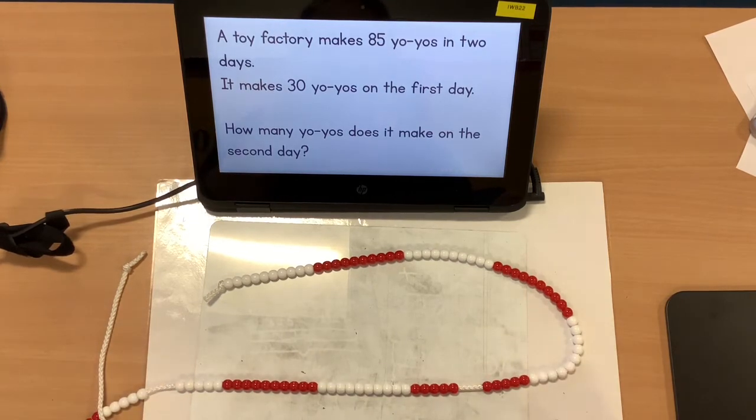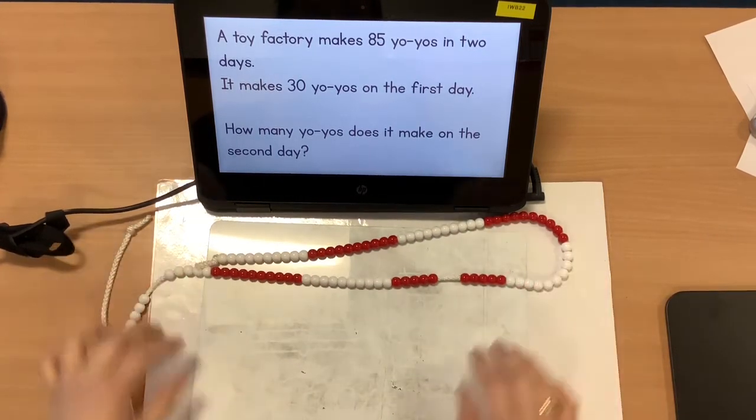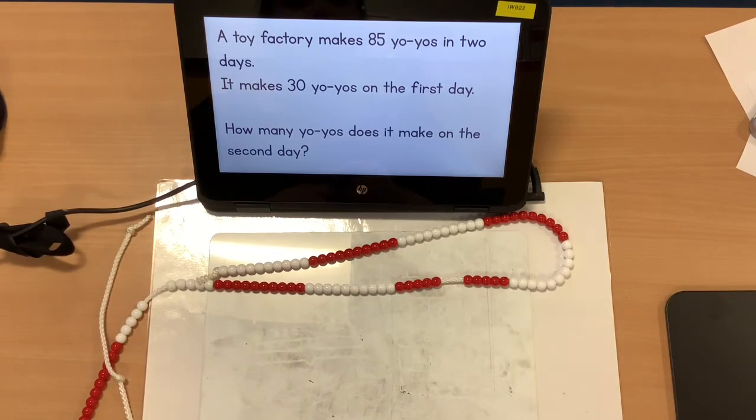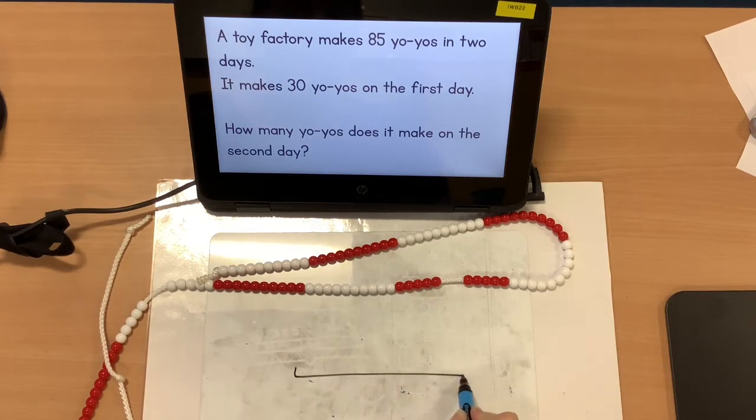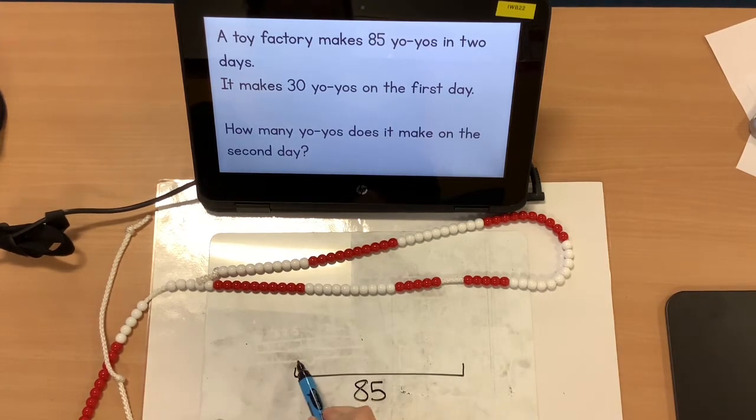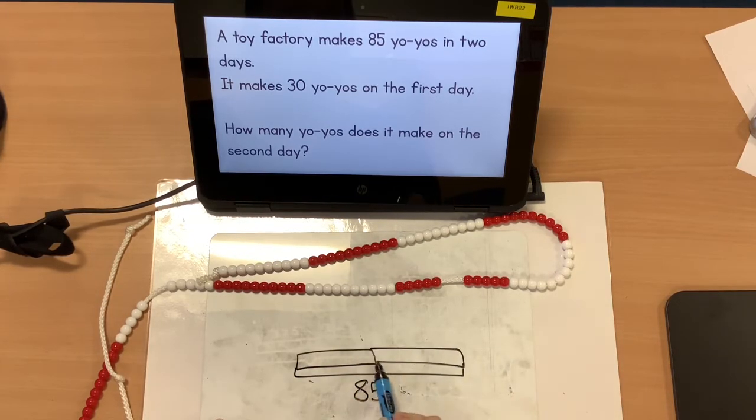Let's have a go at drawing that on a bar. So we know that we have got 85 yo-yos are made in 2 days. We know that that is made up of 2 days. And I can draw my 2 separate parts for my 2 separate days.